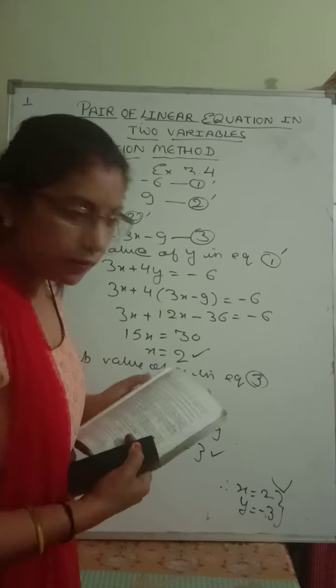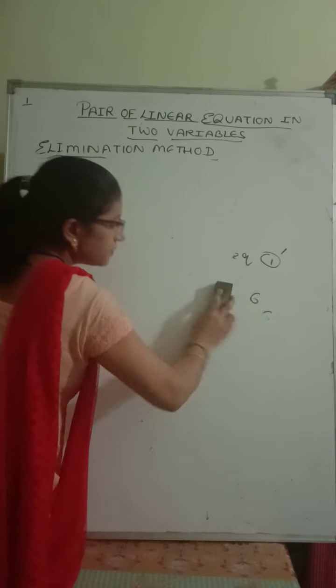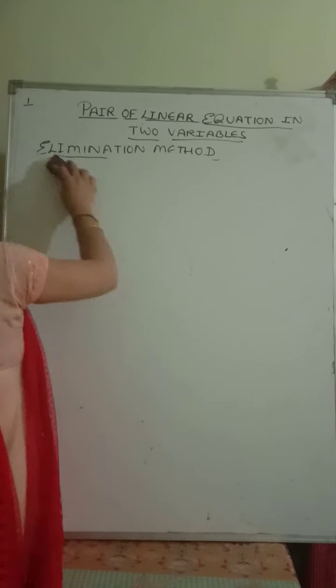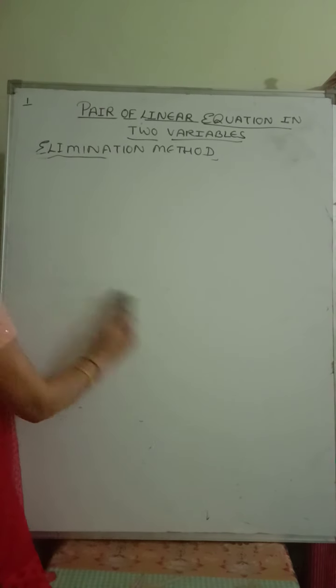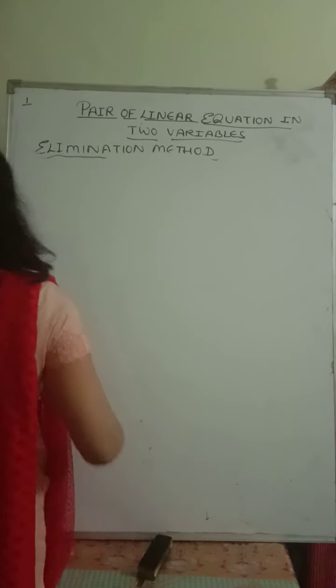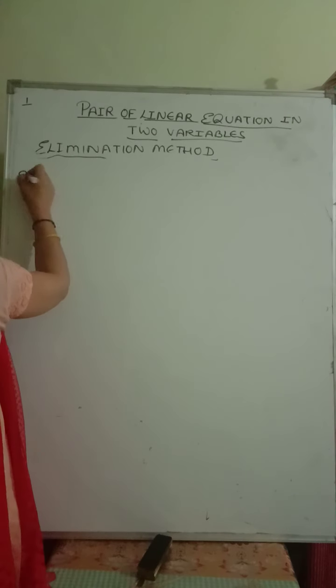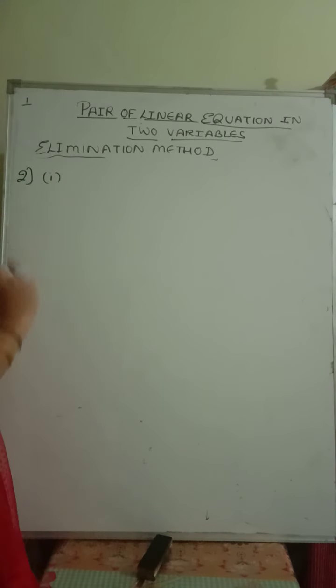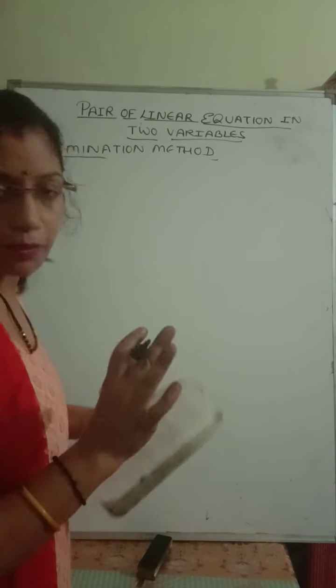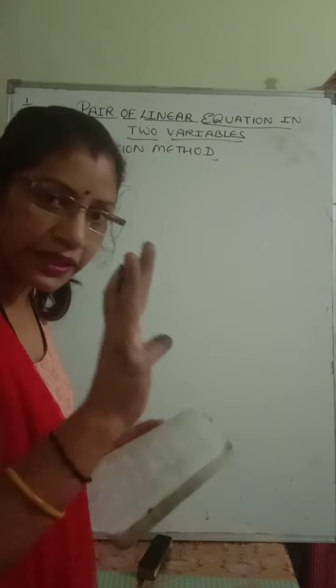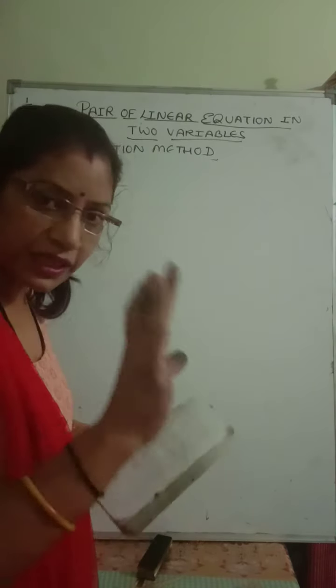So let us move to learn word problems. What is the first part of second question? Okay, see. Second question, first part. Now what is the question? Form a pair of linear equations in the following problems. तो पहले तो linear equation form करनी है, okay? And then find their solution by the elimination method. और किससे find करना है? Elimination method से ही find करना है, okay?